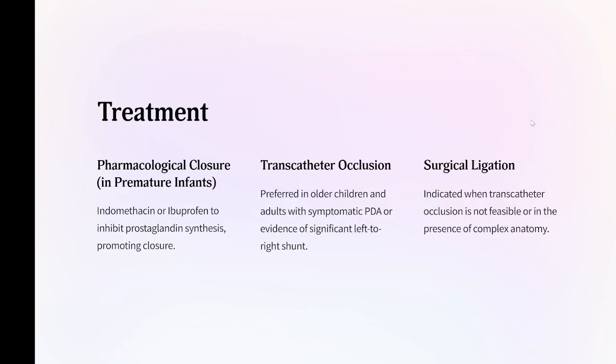Treatment. Pharmacological closure in premature infants: indomethacin or ibuprofen to inhibit prostaglandin synthesis, promoting closure. Transcatheter occlusion, preferred in older children and adults with symptomatic PDA or evidence of significant left-to-right shunt.